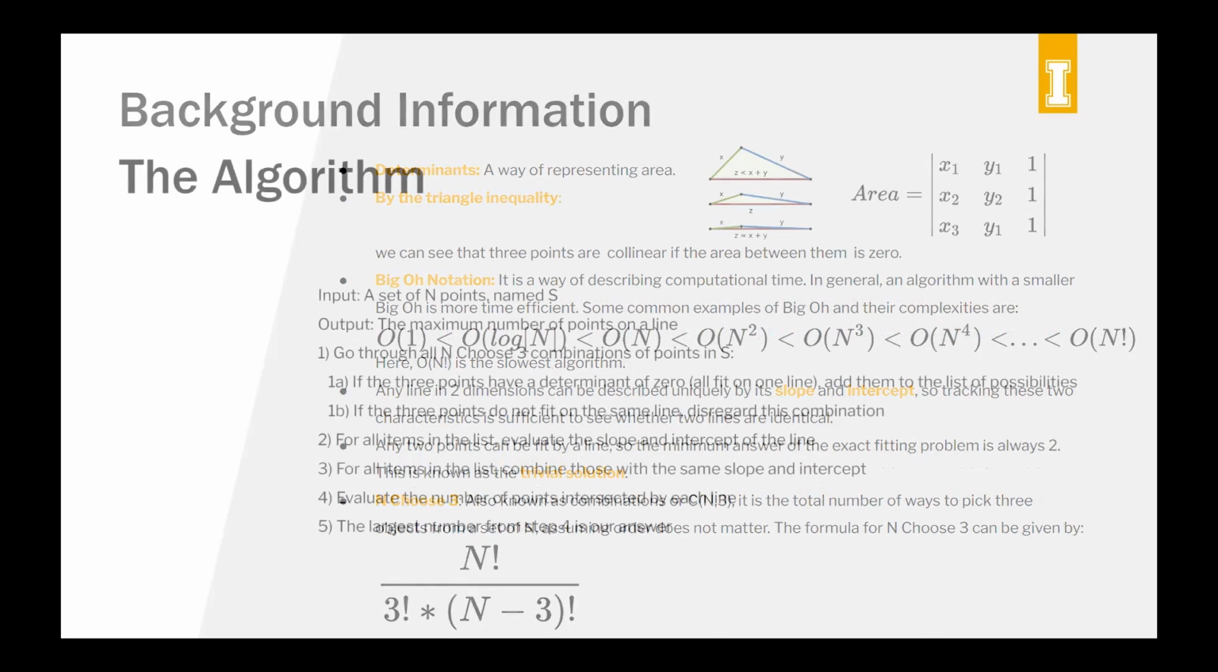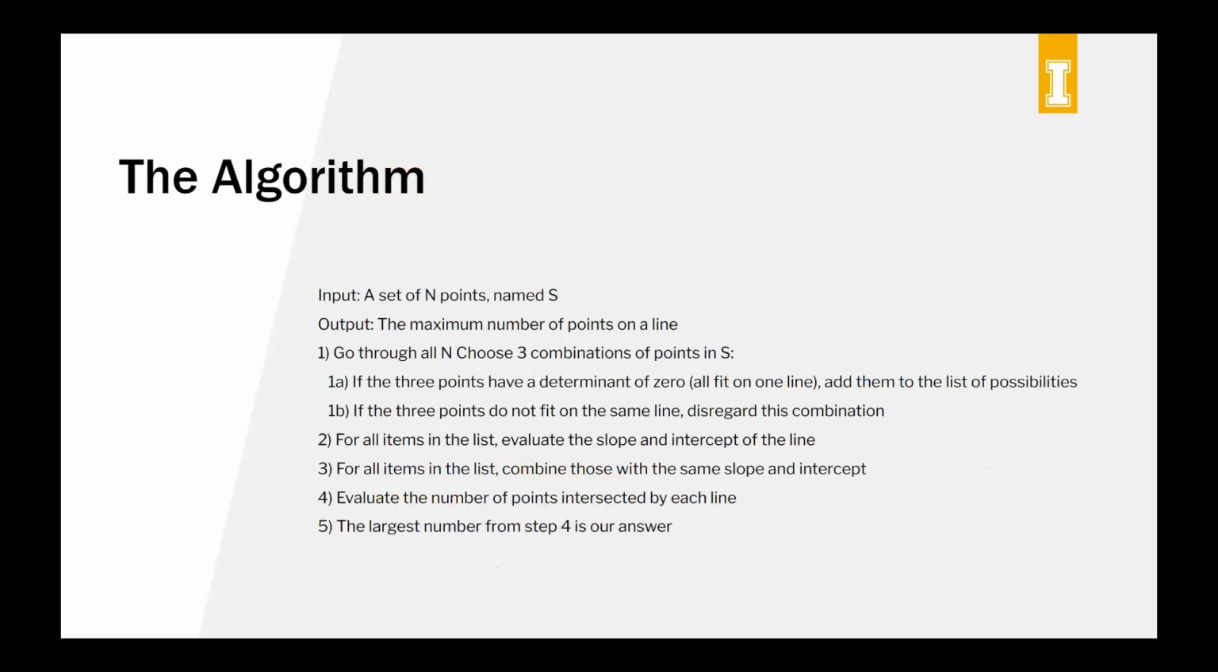All right. So let's look at the algorithm. Given a set of n points named S, the first thing we're going to do is go through all n choose 3 combinations of points in S. If these 3 points have a determinant of 0, we know they're collinear, so we add them to the list of possibilities. If not, we discard them.